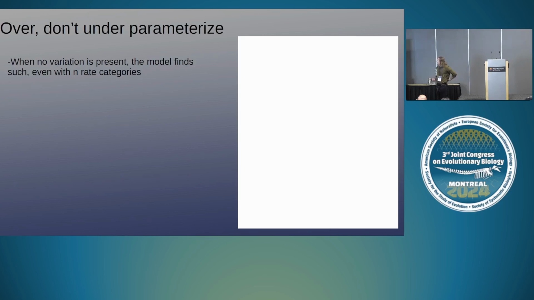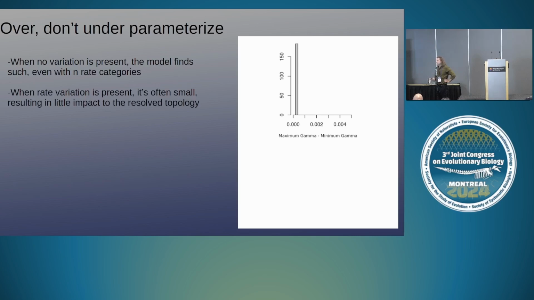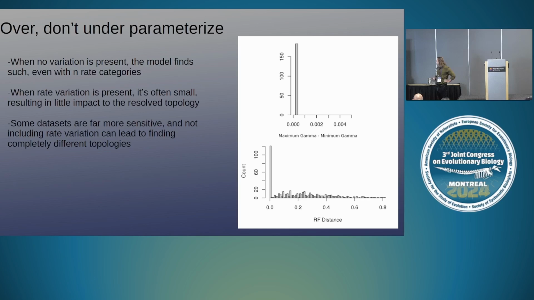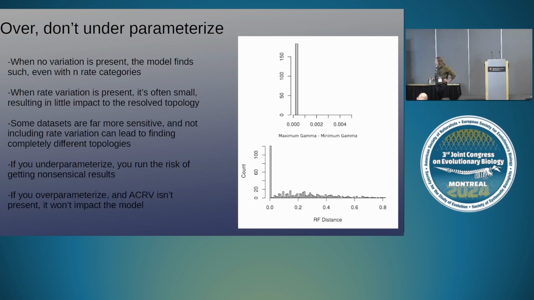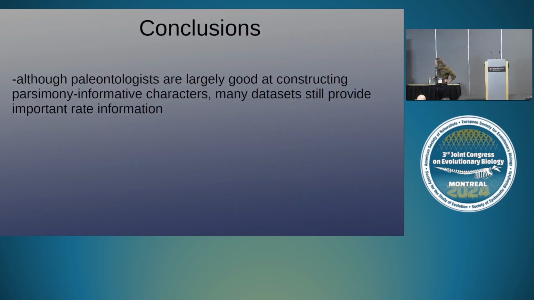So in the end, when you don't have variation, the model will find as such. When variation is present, it's often small. And some data sets are more sensitive. But at the end, if you under-parameterize your models, you run the risk of getting nonsensical results that could very much change your inferences. And if you over-parameterize and variation isn't present, the model will collapse in on itself and find that I am done.